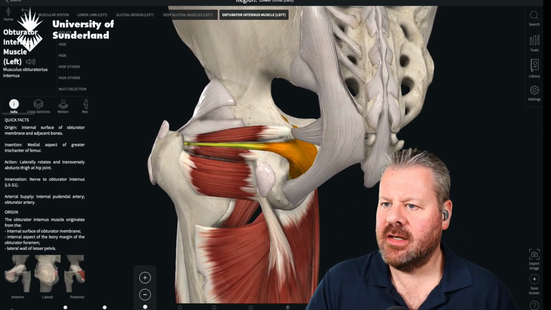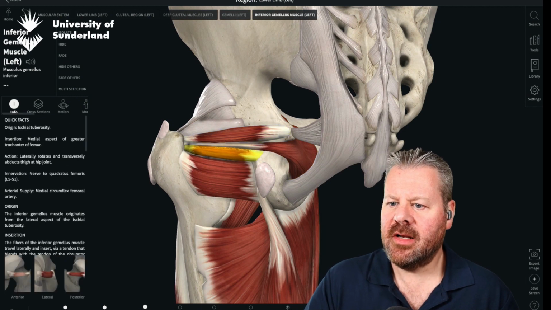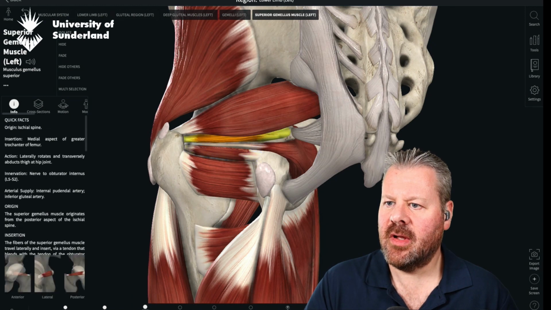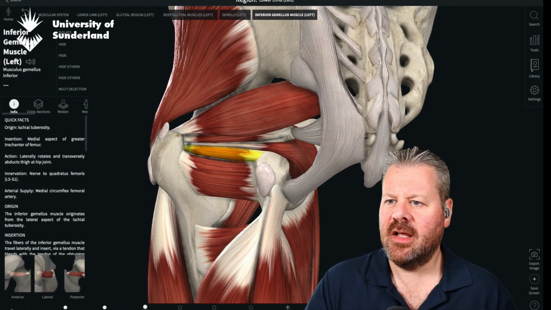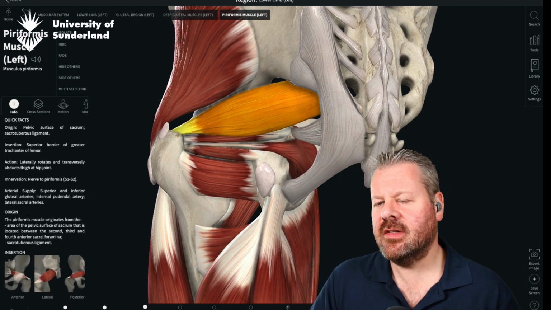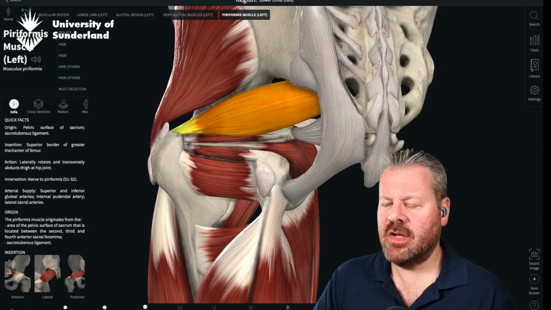We can add in here a series of muscles called the gemelli. Here you can see they're very small, thin muscles that join in, but they're also joined by the piriformis muscle, which is of significant interest to therapists, particularly because of its relationship with the sciatic nerve.